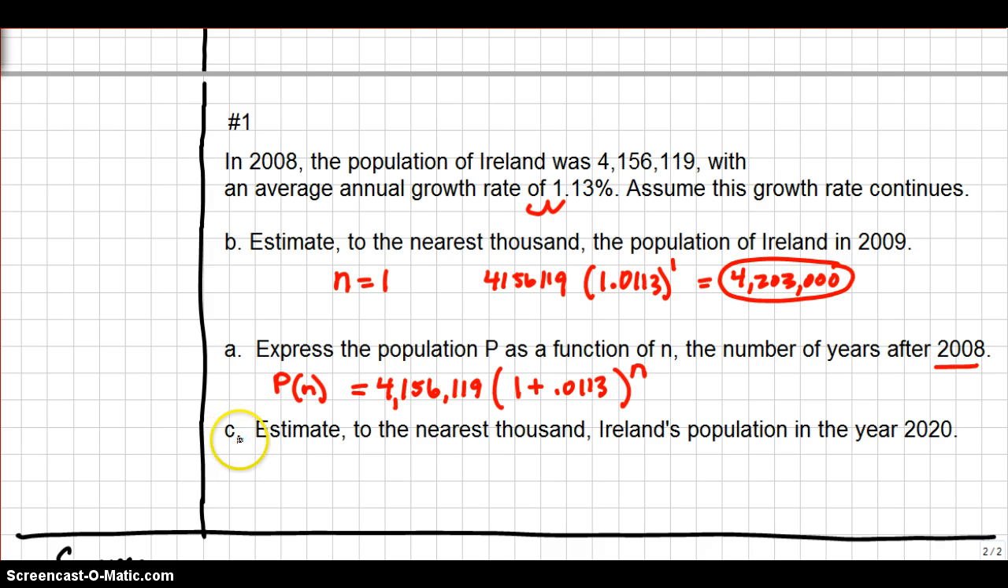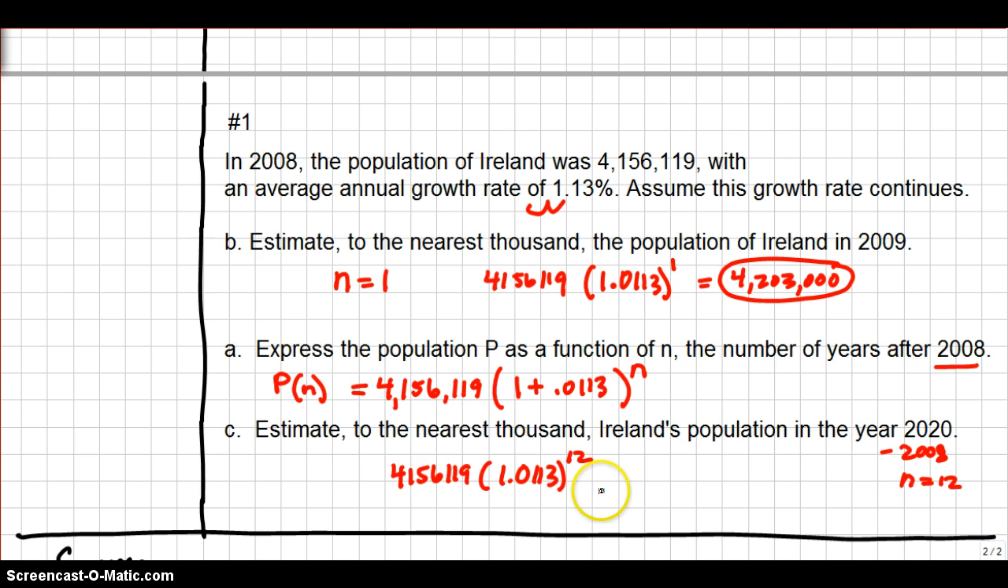Finally, for part C, to estimate to the nearest thousand the population in year 2020. So to get the time, we would subtract the beginning year, which is 2008. So our n value now is a 12. So we're going to utilize our same equation, and we're simply going to calculate with an n value of 12. Keep in mind that you would need a calculator to do this.